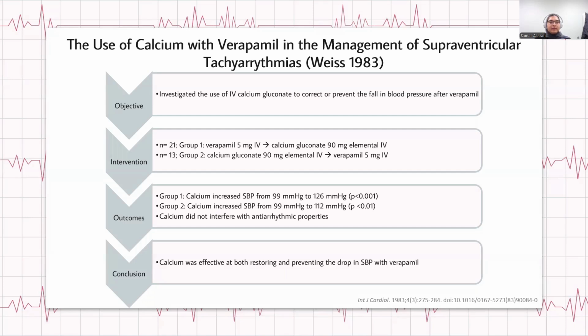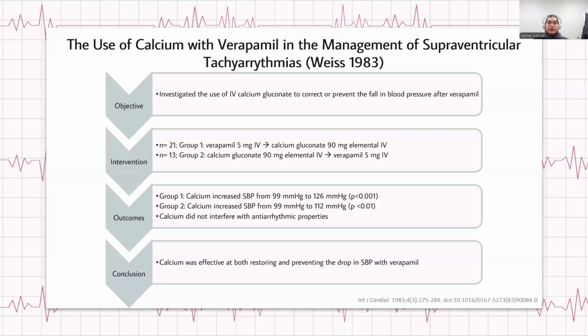However, you can see in the outcomes that the first group did have an increase in systolic blood pressures with calcium from 99 to 126 millimeters of mercury. And then in group 2, they also increased systolics from 99 to 112 millimeters of mercury. So overall, there was the added benefit of preventing hypotension and actually increasing that systolic, and it overall did not interfere with any antiarrhythmic properties as well.